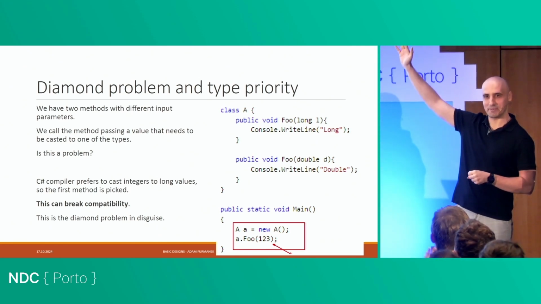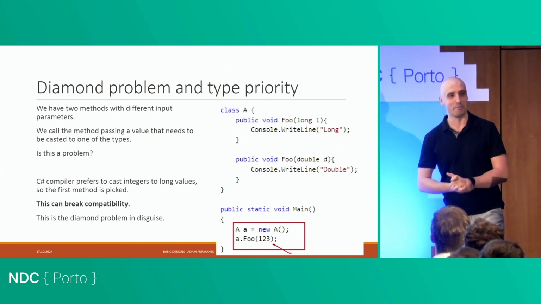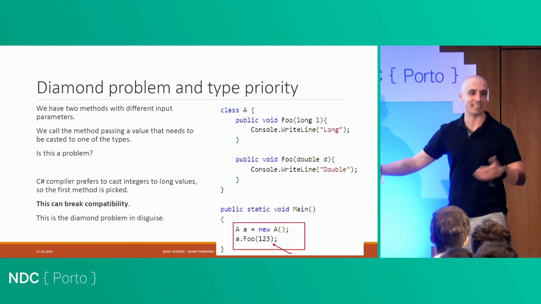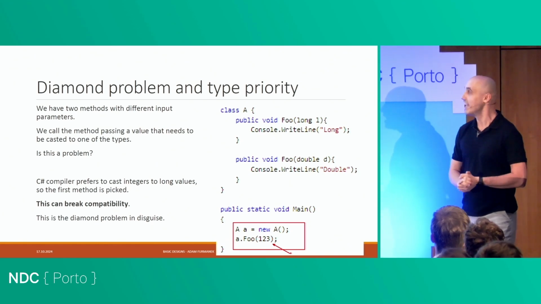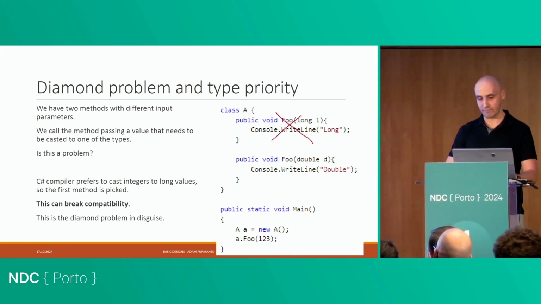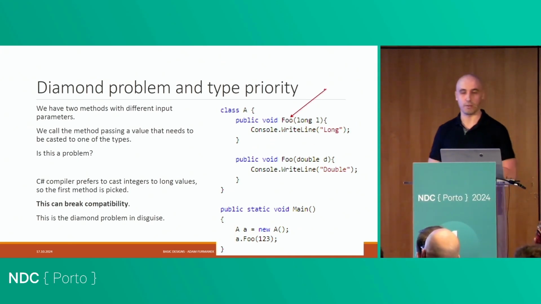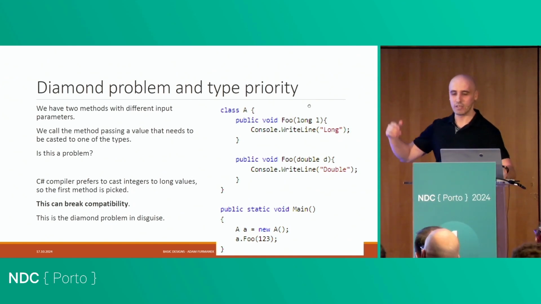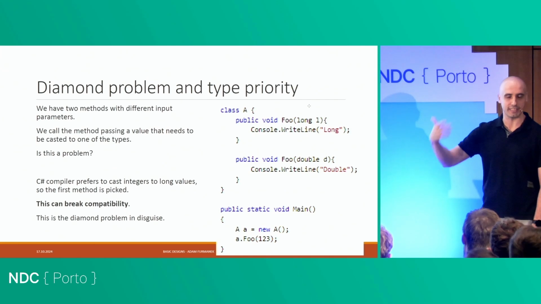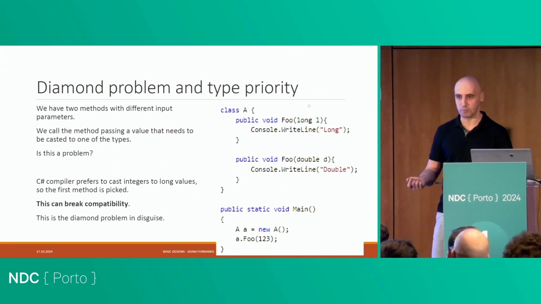1, 2, 3 is long or double? OK, long, hands up. Double, hands up. OK, long was more common. That probably makes sense here. It's obvious that 1, 2, 3 is long, right? That's how we solved the diamond problem in this case. Again, notice that if we didn't have this method, and then we introduced it, then we, again, break the compatibility, right? But here, C# authors decided, obviously, 1, 2, 3 is a long integer, not a double, even though it could work for both cases.